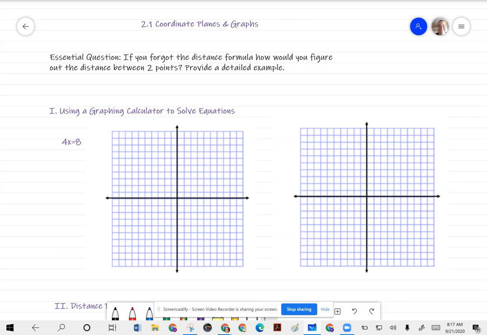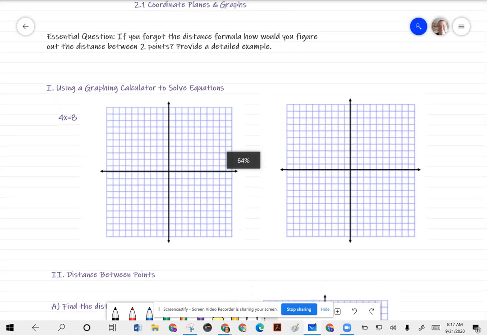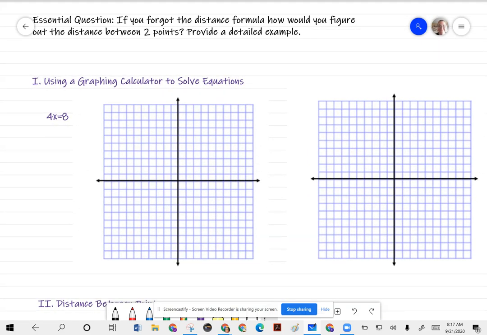Provide a detailed example. One of the interesting things that Varsity Learning is having you do is to solve an equation by graphing it. They're asking you to use a graphing calculator, but what we are going to use instead of a graphing calculator is Desmos. So you're going to go to desmos.com and follow the lead on this.